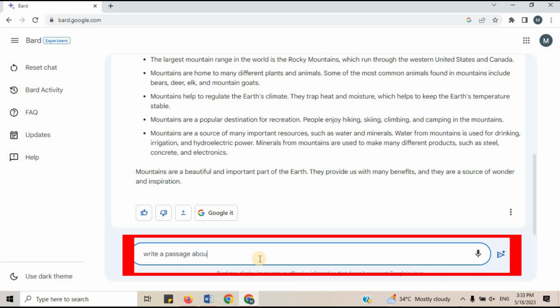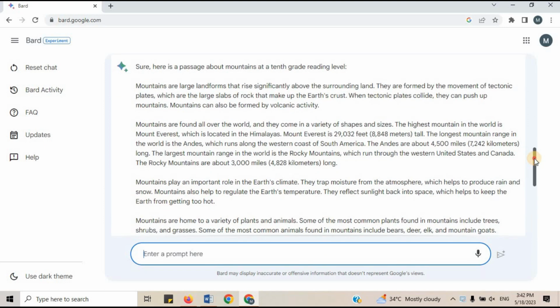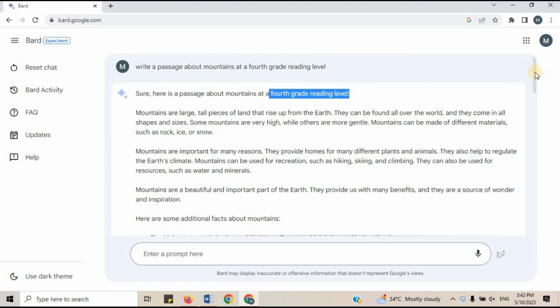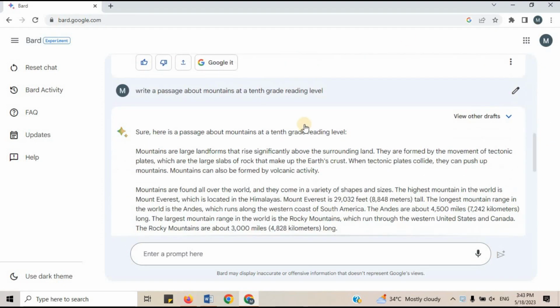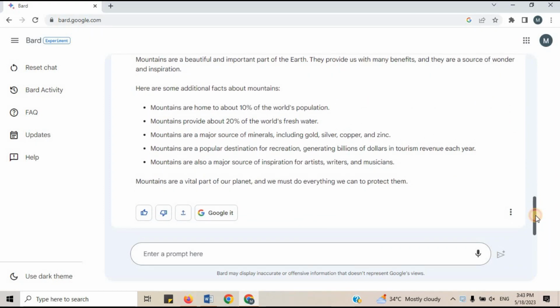Now, I will say to write a passage about mountains at a 10th grade reading level. For grade 4, it has used easy words, and for grade 10, it has used difficult words. In this way, you can ask to write a passage for any topic for any grade level.